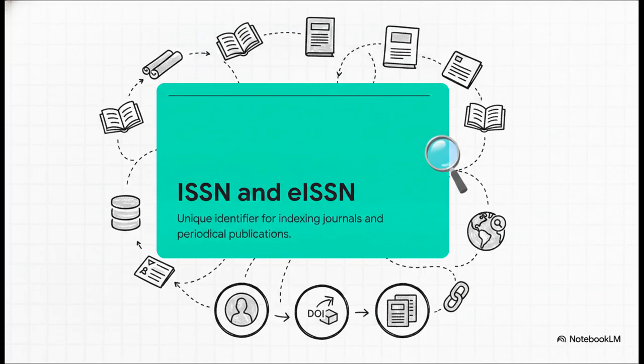And to finish up our rapid fire, we have the ISSN and ESSN. This is the unique identifier used specifically for indexing the actual journals and periodical publications where your research lives. So together, ORCID, DOI, and ISSN ensure this flawless, trackable web of academic and business publishing.